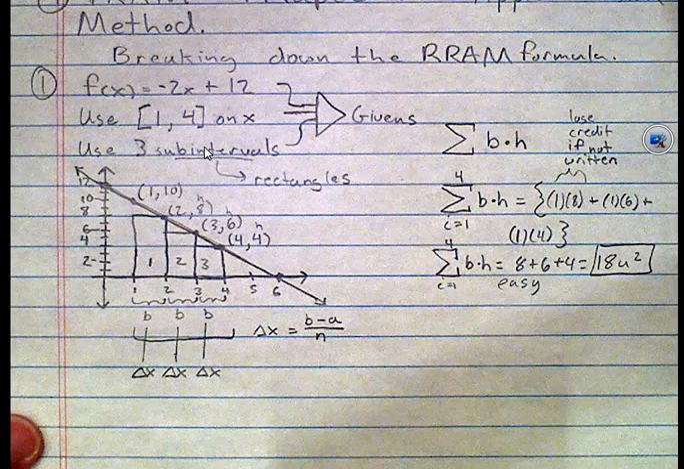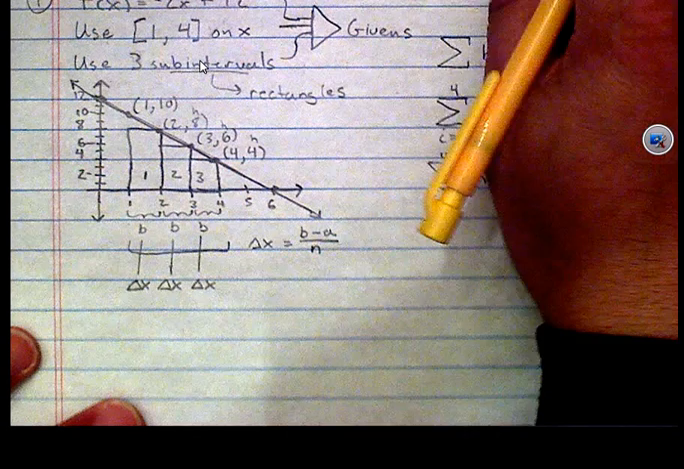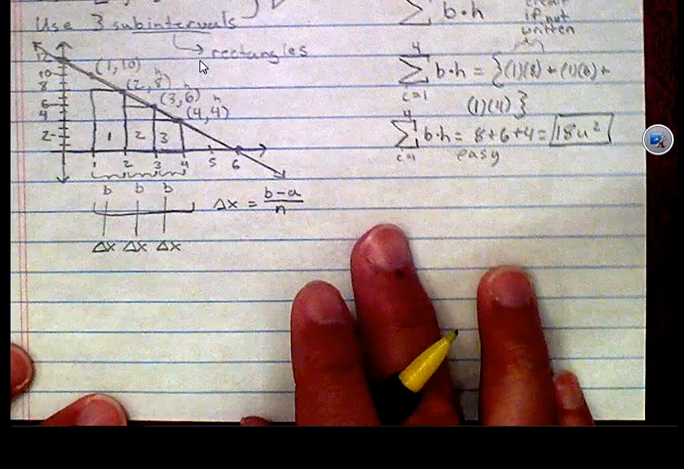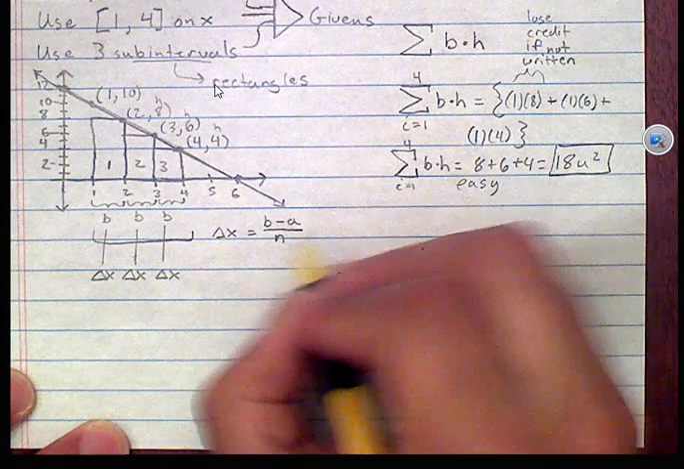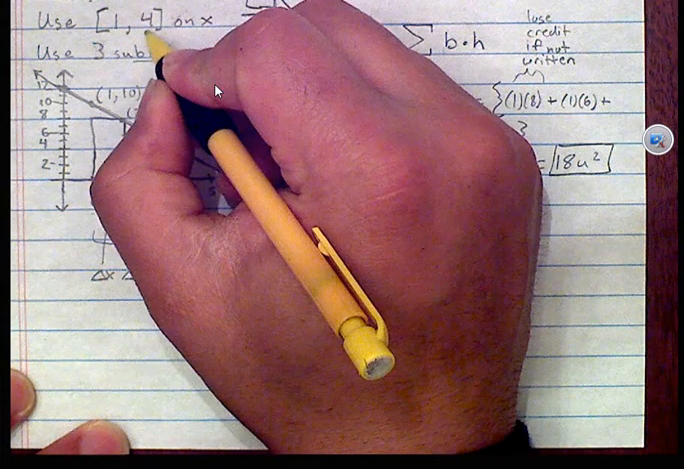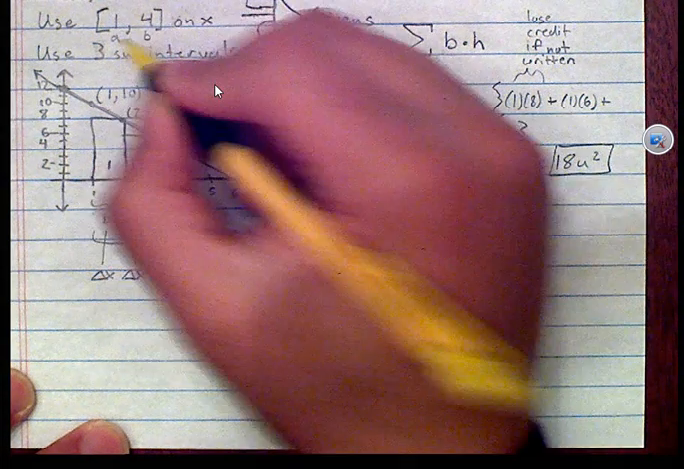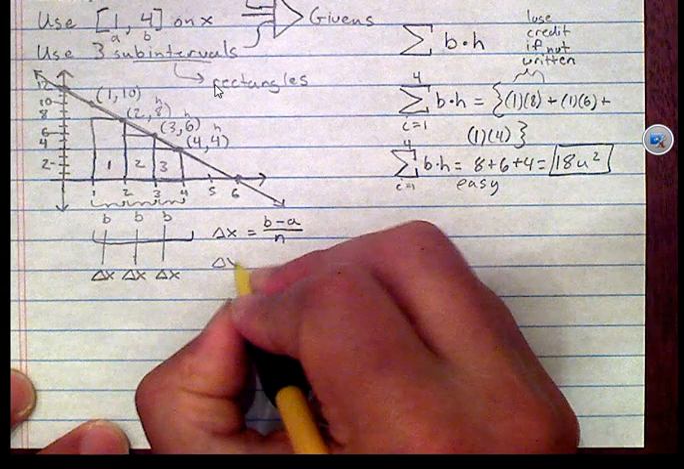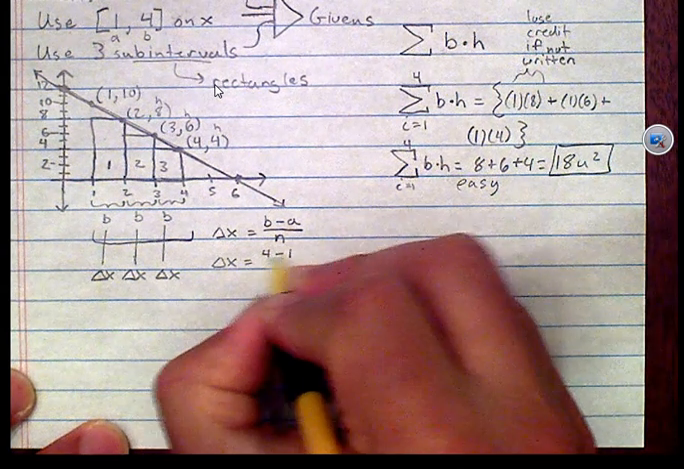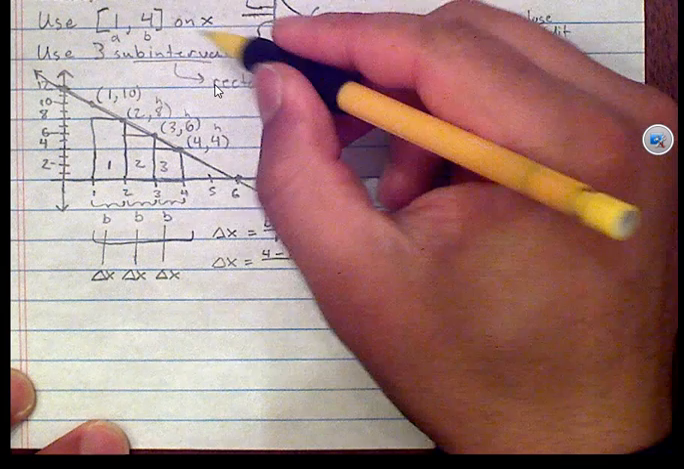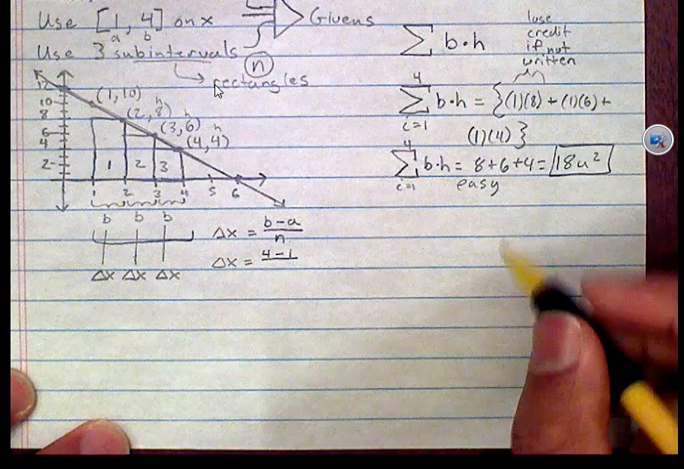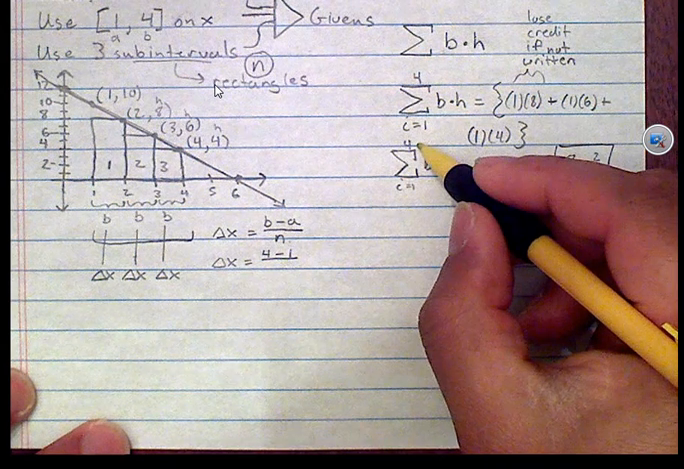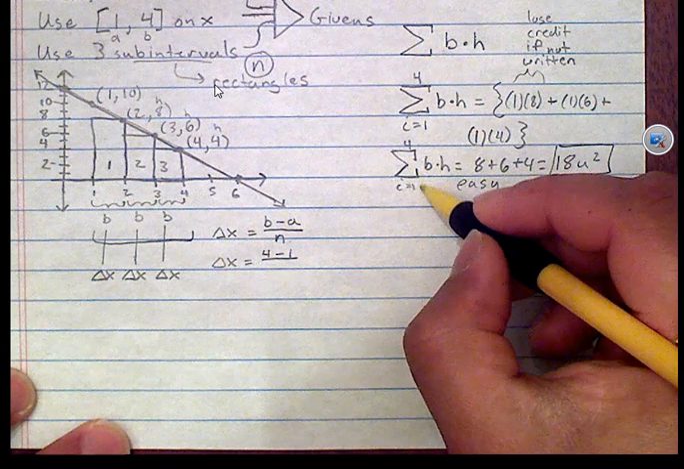Let me get some room here. I'm running out of real estate. So b minus a over n is the formula for the change in x. What's b? b is 4. a is 1. And so delta x is 4 minus 1, and n is the number of rectangles.